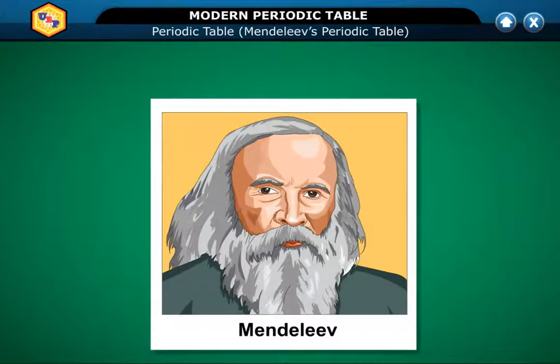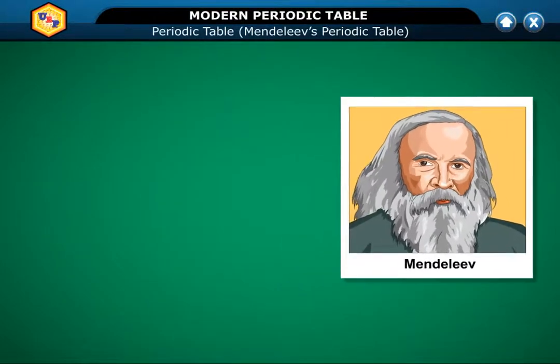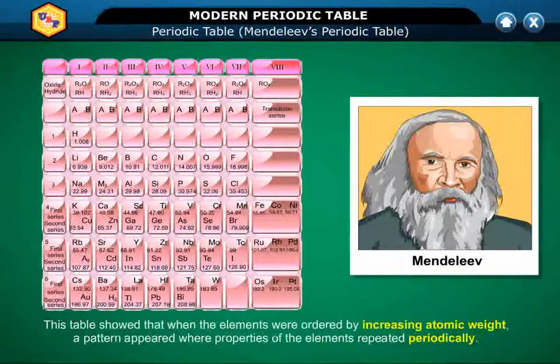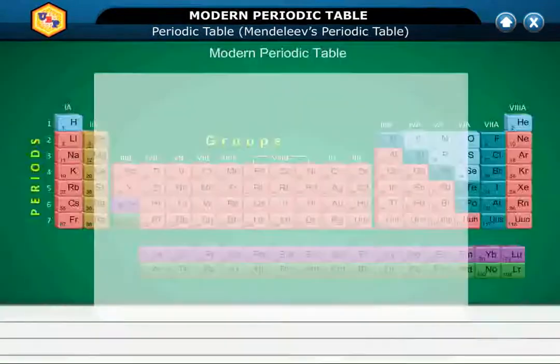Periodic table. Mendeleev's periodic table. Dmitri Mendeleev was the first scientist to create a periodic table of the elements similar to the one we use today. This table showed that when the elements were ordered by increasing atomic weight, a pattern appeared where properties of the elements repeated periodically. This periodic table is a chart that groups the elements according to their similar properties.